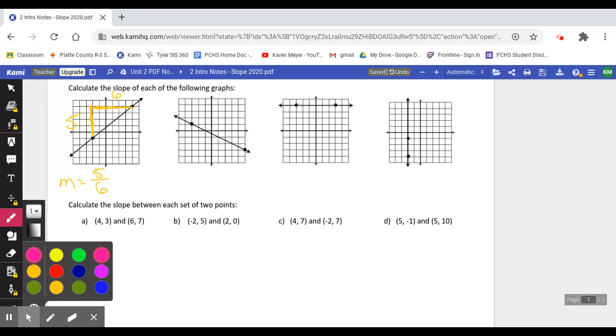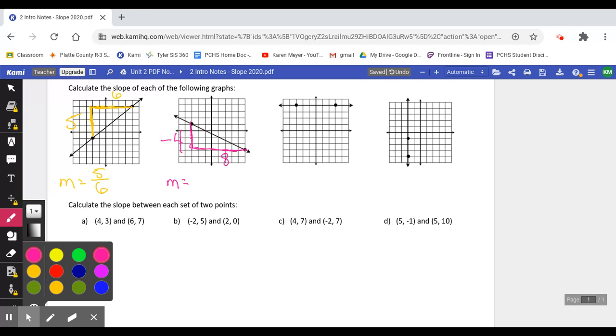On the second one, I'm going to draw a triangle between my points. Count my spaces. I'm going to go down 1, 2, 3, 4. And since I'm going down, I'm going to make that a negative 4. Count right. 1, 2, 3, 4, 5, 6, 7, 8. And because it's right, it's going to be positive.